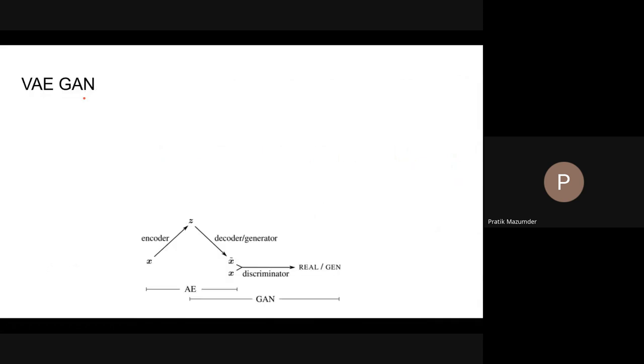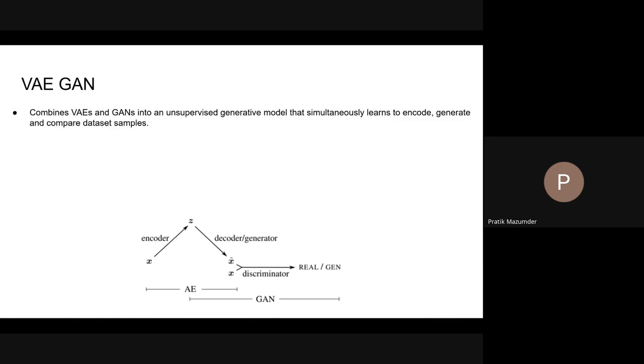So I think we don't have much time, so we'll just discuss your VAE GAN. As the name suggests, it's a combination of VAEs and GANs, because these are the only two types of generative models that we have seen up to this point. And both have their own mechanisms.